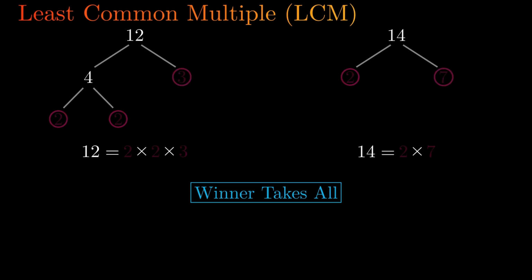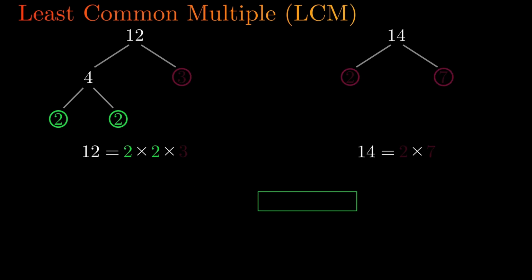First, the 2's. 12 has 2 2's. 14 has 1 2. Who has the most? 12 does. So we take the pair of 2's. Next, the 3's. 12 has 1 3. 14 has 0 3's. Who has the most? 12 does. So the 3 goes in the box. Finally, the 7's. 12 has 0 7's. 14 has 1 7. Who has the most? 14 does. So the 7 goes in.